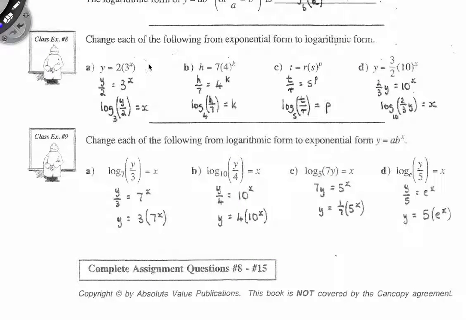Last two examples. Change each of the following from exponential form to log form. Okay. Now notice we have a 2 here, so bring it over. Divide both sides by 2. This will become the value of what gets logged. Log y over 2, the base 3 will equal x. Here we have it. Again, divide both sides by 7. Log of h over 7 to the base 4 will equal k.